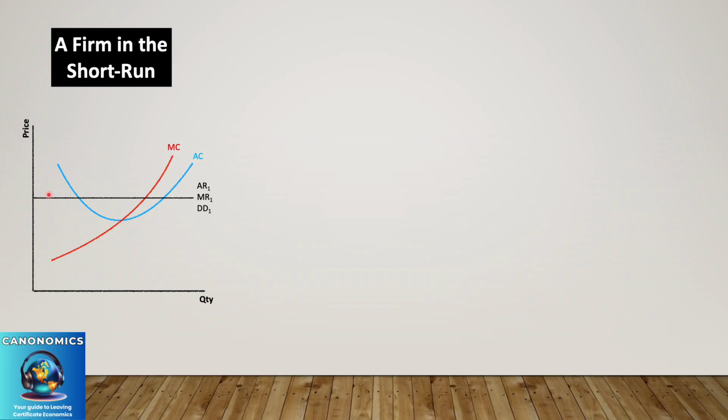Next, we add our demand curve. In perfect competition, it's perfectly elastic or horizontal, as one of our key assumptions in perfect competition is that firms are price takers. In other words, they don't independently set their own prices. They have to accept the market price. The demand curve is also the average revenue and the marginal revenue curve in perfect competition.